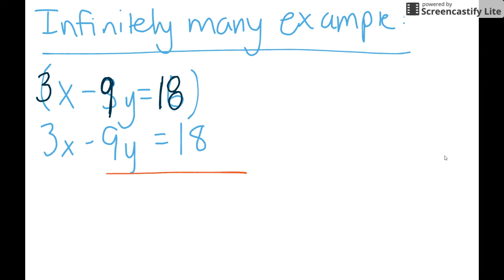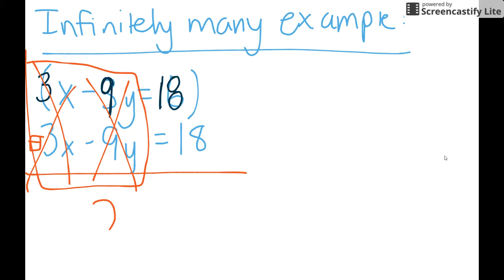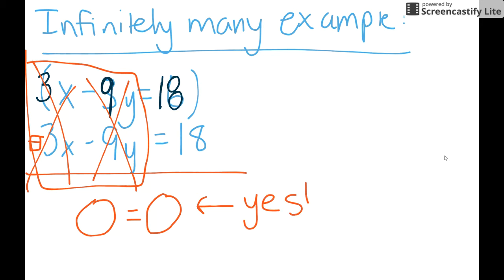Okay, so now if I'm going to use elimination, it looks like if I want to make these disappear, I'm going to have to subtract. So 3x minus 3x is gone. 9 minus negative 9, ugh, that's also gone. So now I have both of them disappearing. So what do I have left on this side? 0. Well, I've got to keep going. 18 minus 18. Oh, well, that's also 0. So does 0 equal 0? Yep, all the time. This is true. 0 does equal 0. So anytime you get a true statement, that's going to be infinitely many.